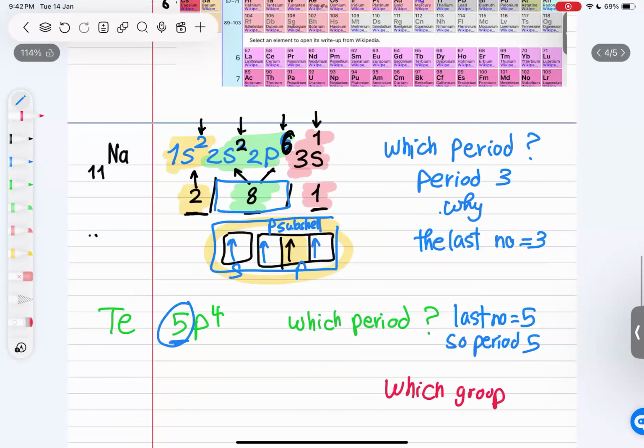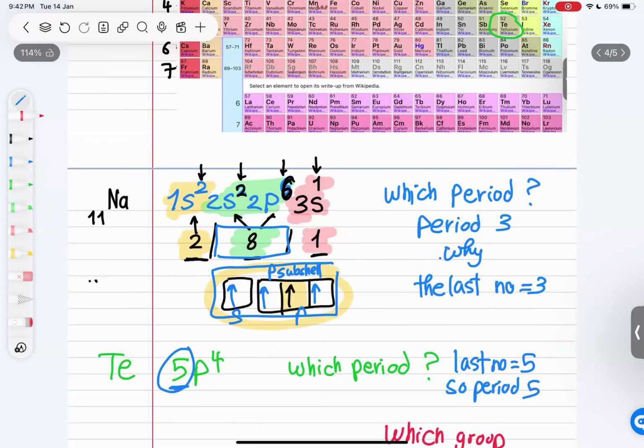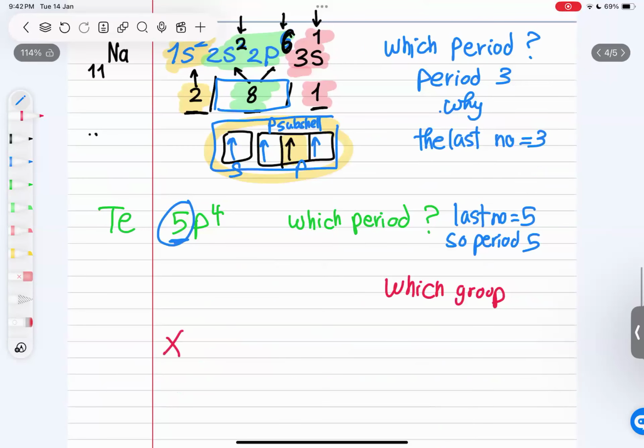Because the teacher will not always give you something from the periodic table. He will tell you element X, its configuration is 5p4. Which period is it in? Look, there is nothing called X. The number to the right of the P is the last number, right?